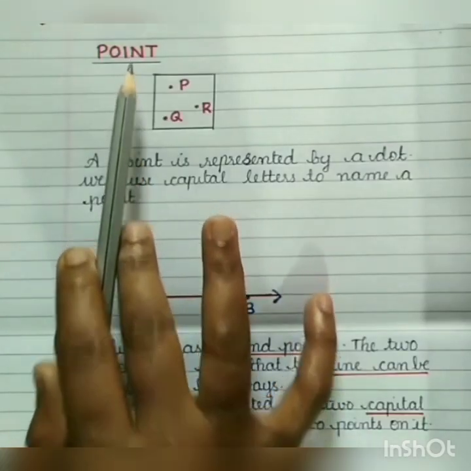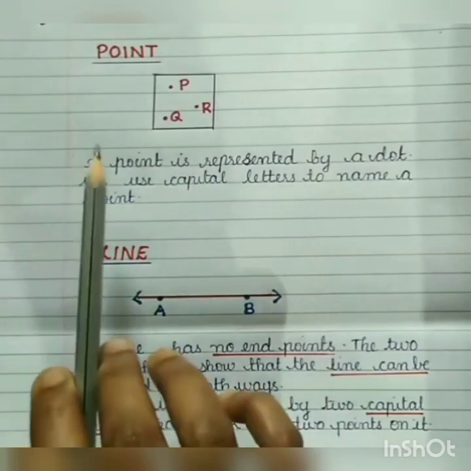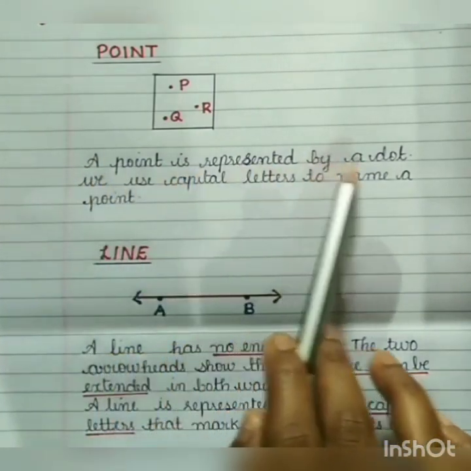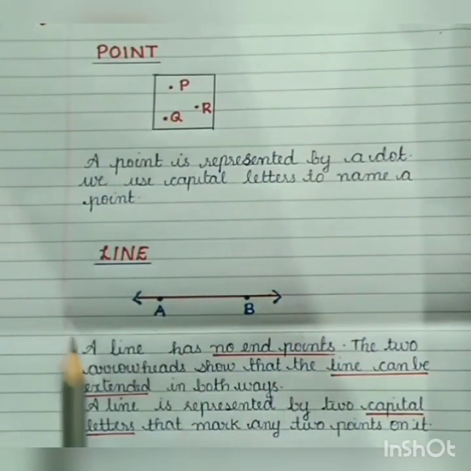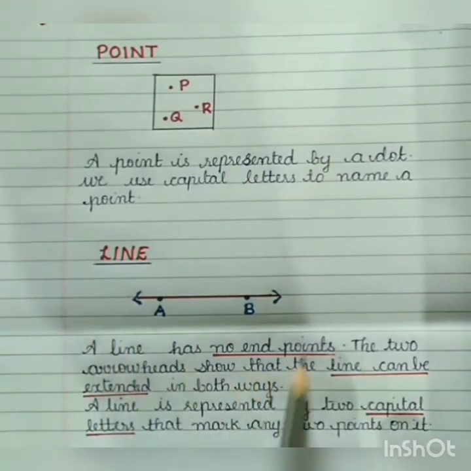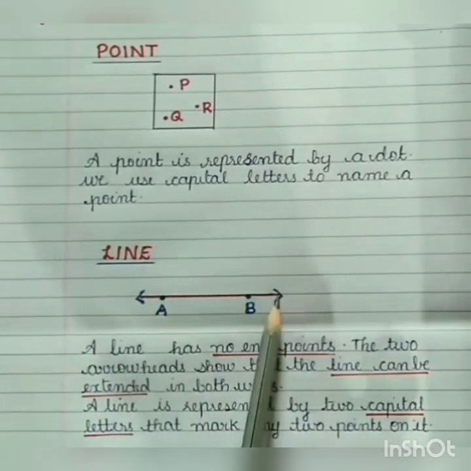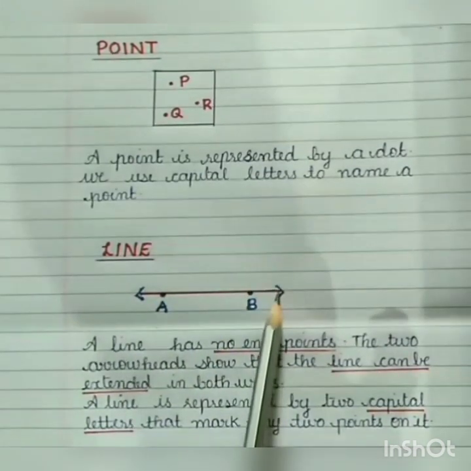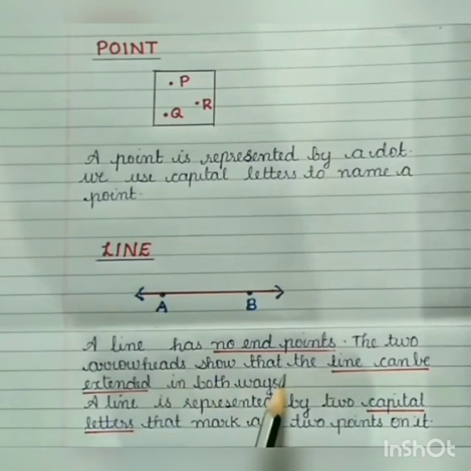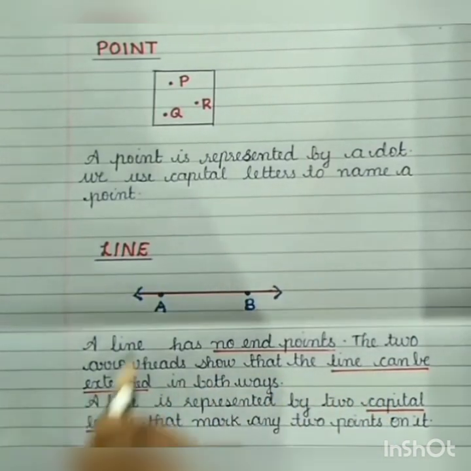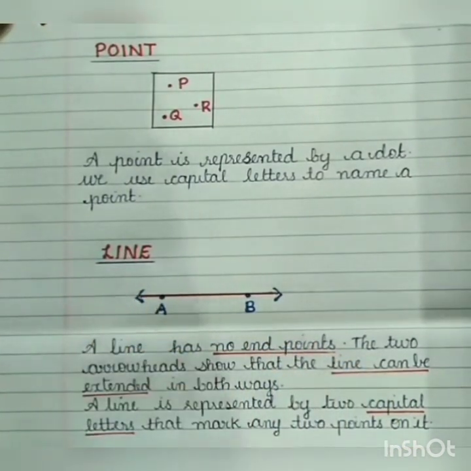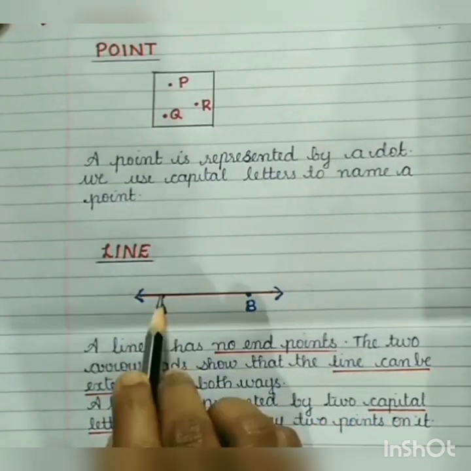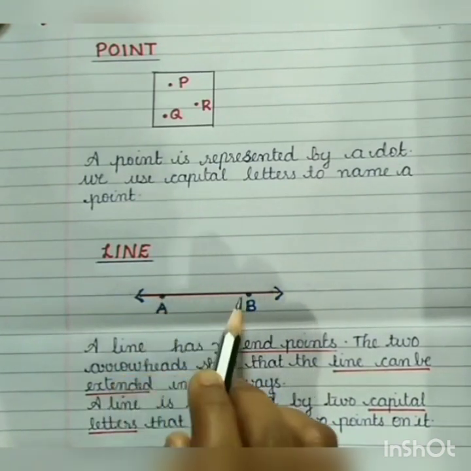Once again we can define point, line and line segment. First one is point. A point is represented by a dot and we use capital letters to name a point. Next one is line. A line has no endpoints. At the end of this line there are no points. The 2 arrowheads show that the line can be extended in both directions. A line is represented by two capital letters that mark any 2 points on it.